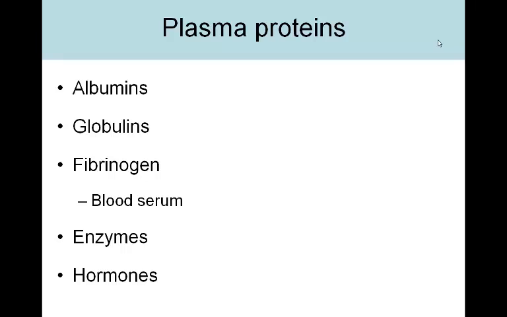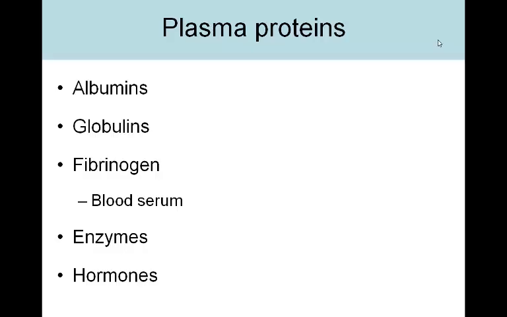Globulins are just a general group of proteins, and they have a wide variety of functions. Just to give you an example of a globulin that you might have heard of are the immunoglobulins. Immunoglobulins are also known as antibodies, and these are proteins that help us to fight off foreign invaders in our body.